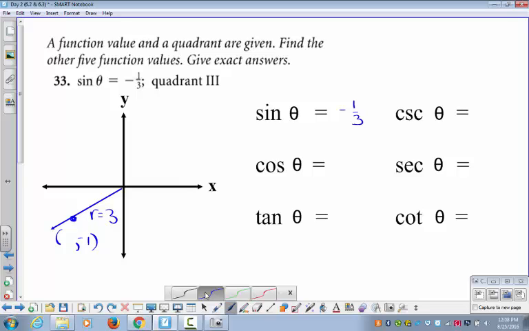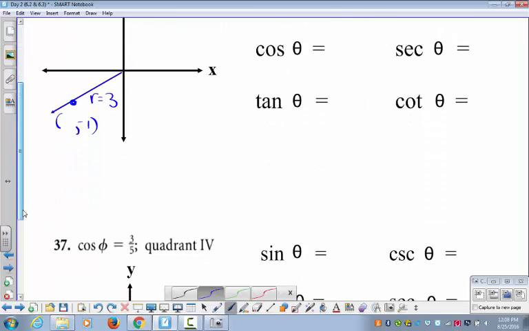Did anyone else choose a different y value? Another one that you could have picked, you could have said, hey, I'm going to let y be negative 1/3, and then the radius would be 1, right? Because then negative 1/3 divided by 1 would also give us negative 1/3. So those would be the 2 kind of standard choices.